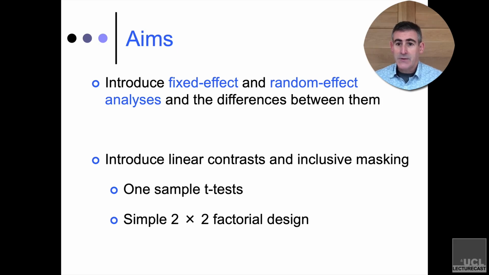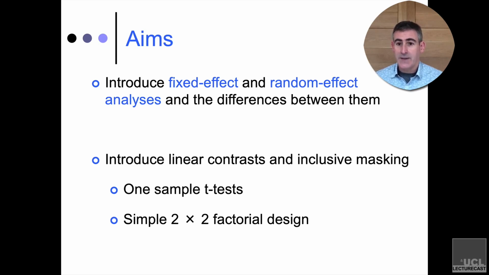And then also the importance of inclusive masking. This is something that SPM introduced in the 90s, and it's just an invaluable tool for interpreting your data correctly. It's altogether possible to look at a result that was set up correctly. It uses the right kind of linear contrasts, but you could interpret it entirely wrong.